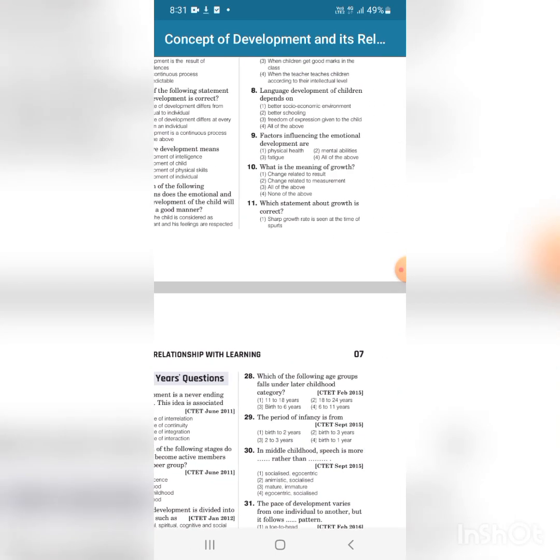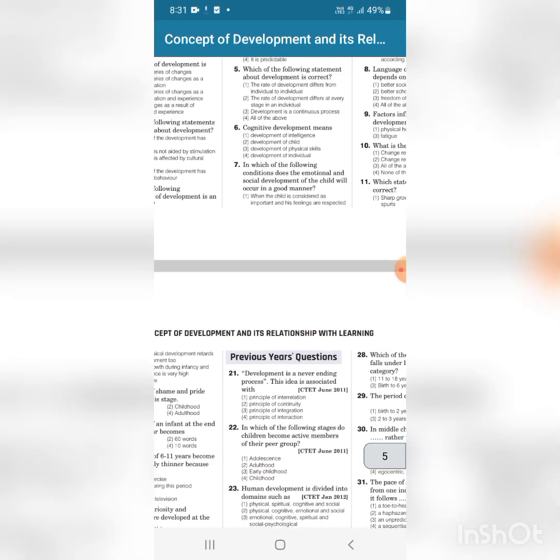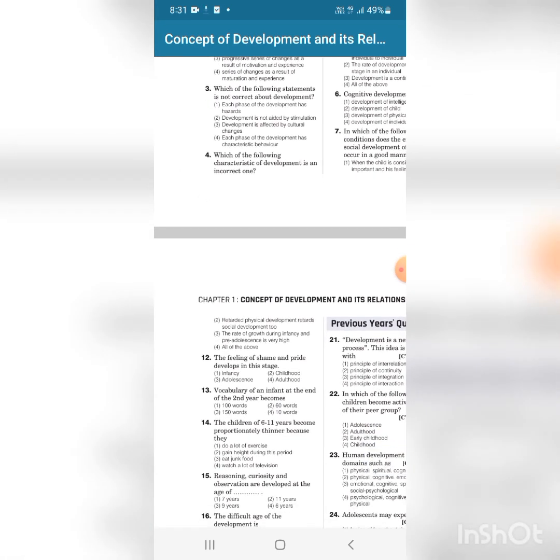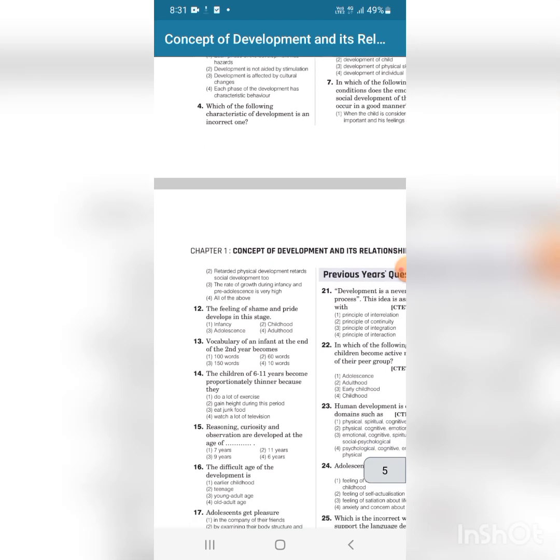Sharp growth rate is seen at the time of spurts. Retarded physical development retards social development too. The rate of growth during infancy and pre-adolescence is very high. Now the 12th question, the feeling of shame and pride develops in this stage. So the answer would be childhood.